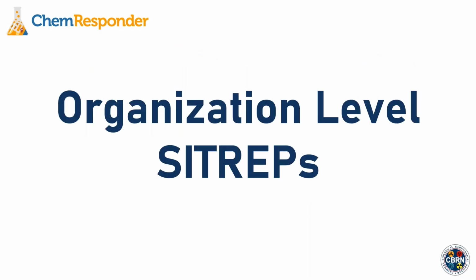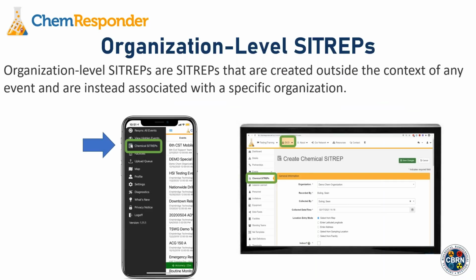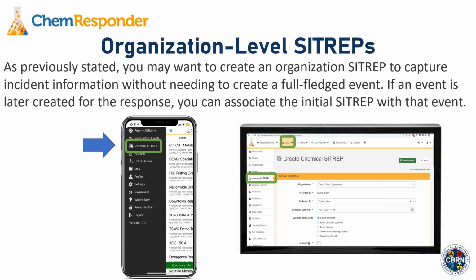So again, these are SITREPs that you can create outside of any specific event context with the intention to, again, give the end user a way to capture incident information without having to go through the process of creating a full event. These organization level SITREPs can be created from both the mobile application and the website. As we previously talked about, you may want to create one of these organization SITREPs to capture any incident information without having to go through the steps of creating an event. If an event is created later on for this response, you can associate the initial SITREP with that event, and I will show you how to do that in a little bit.